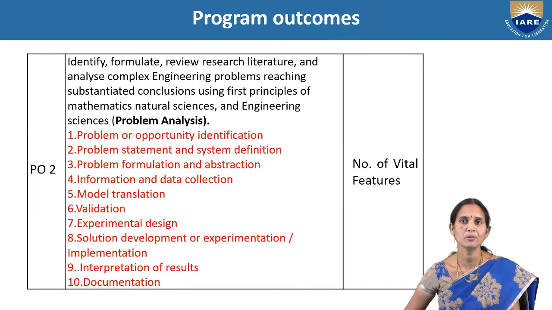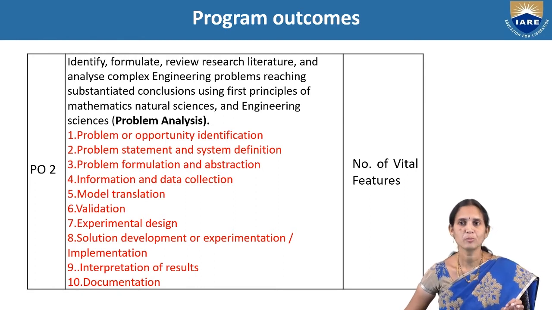The next one is PO2: identify, formulate, review research literature and analyze complex engineering problems, reaching substantiated conclusions using first principles of mathematics, natural science and engineering science. So PO2 is based on problem analysis. The number of vital features taken here is 10. Vital feature 1 is problem or opportunity identification. 2 is problem statement and system definition. 3 is problem formulation and abstraction.